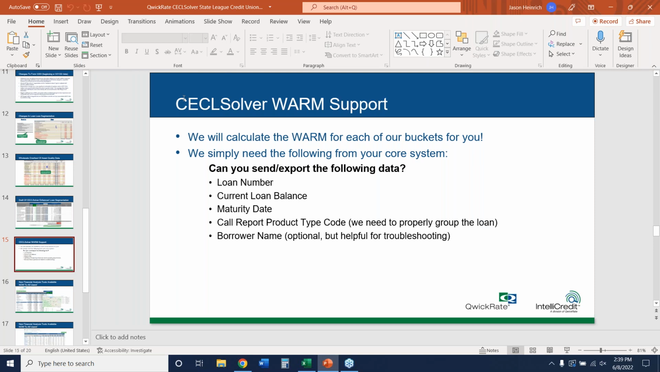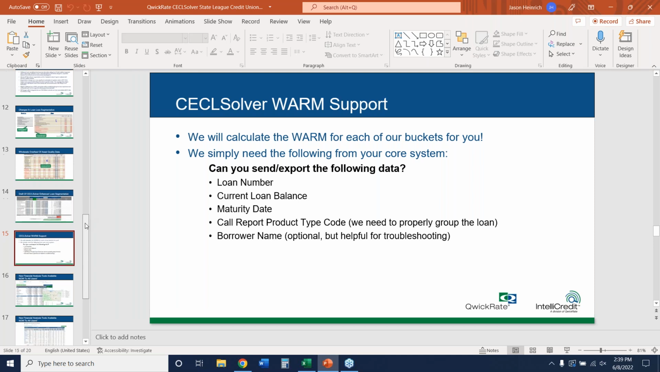If not, we can do it a couple ways. We can help you get that with our spreadsheet, or you can send that data to us. And the data that we need is the loan balance and the maturity date. So typically, you can get that data out of there. We need to know what loan is the new car, what's a used car, to be able to separate things out, but really current balance and the maturity date. So start thinking about that.